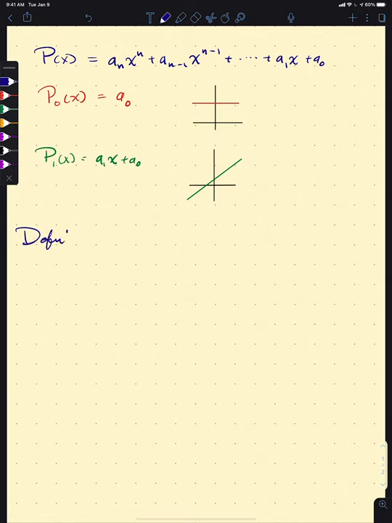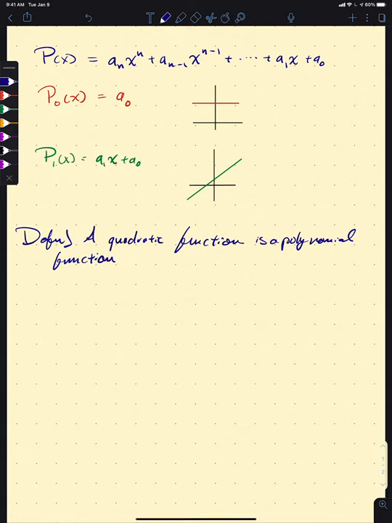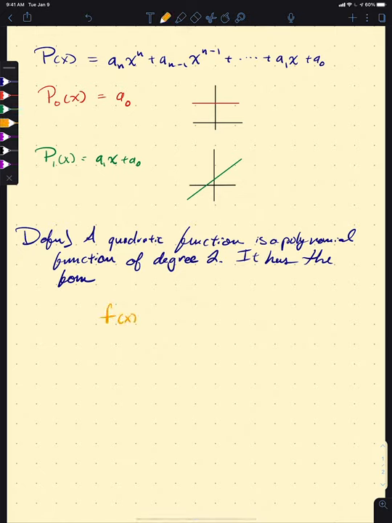So let's write down our definition here. A quadratic function is a polynomial function of degree 2. And it has the form, and this will be no surprise to anyone, f of x is ax squared plus bx plus c. And we say that a cannot equal 0, because if a equaled 0, then this term would drop and we'd be left with a linear function.